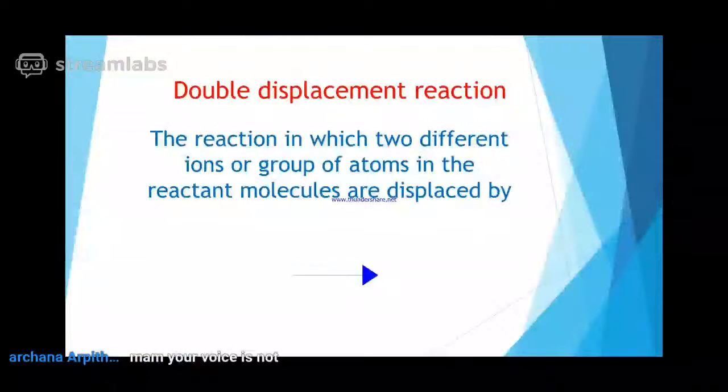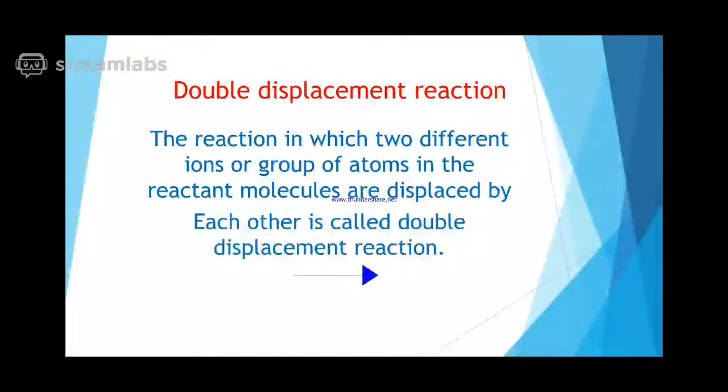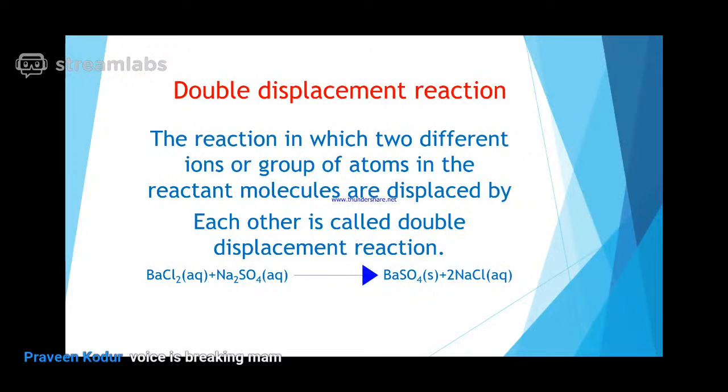Where a group of atoms in the reactant molecules get displaced, this is known as a double displacement reaction. The equation is: when barium chloride is reacted with sodium sulfate, it results in the formation of barium sulfate, with the formation of a salt known as sodium chloride.